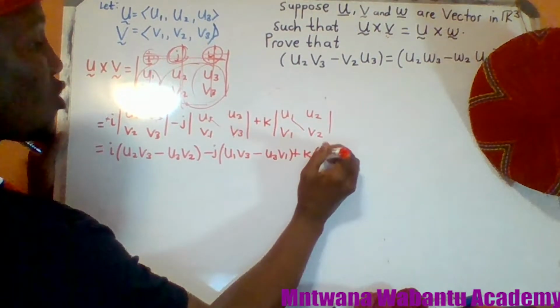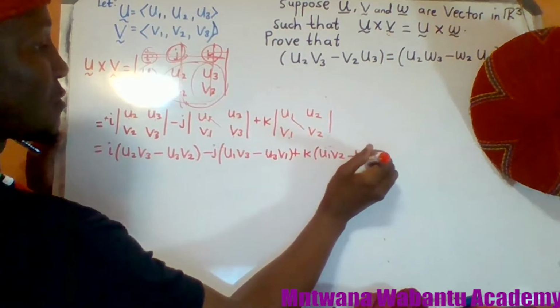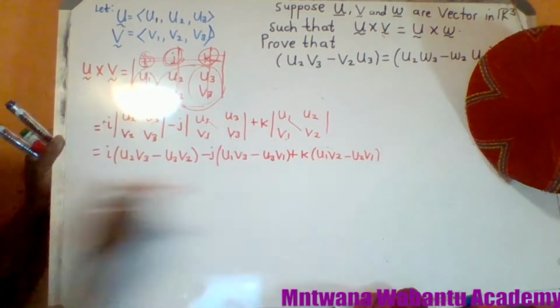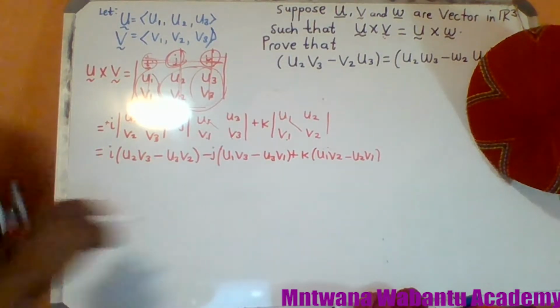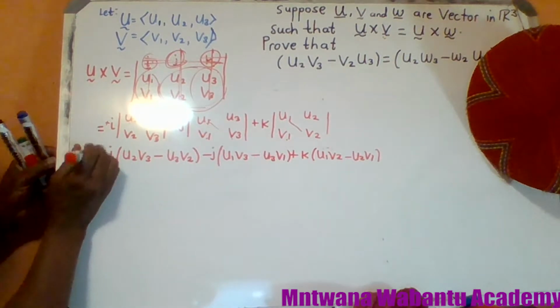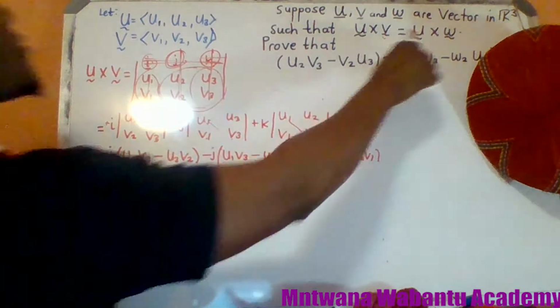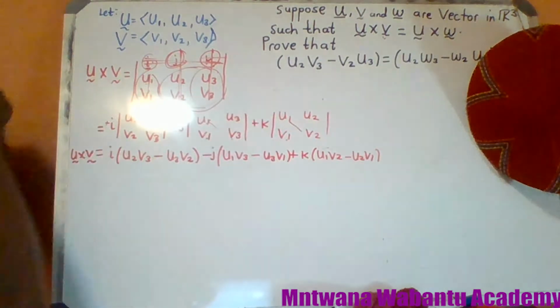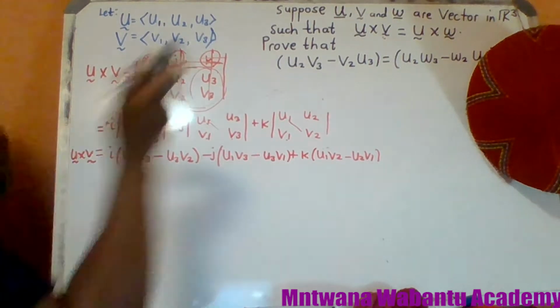Now we go for the second one. This is J, so you do the same thing. You want V3, you multiply this minus this. You multiply this and then you minus the other one. You want V3 minus U3 V1. The last one, bracket K. You want V1, you multiply here. You want V2 minus U2 V1. So that's it done.